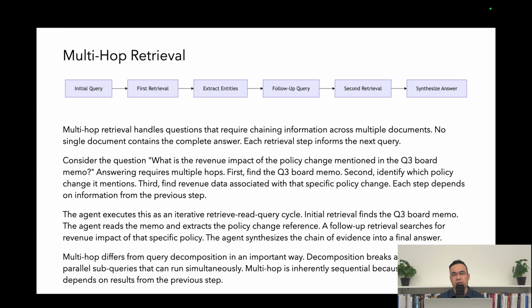Multi-hop differs from query decomposition in an important way. Decomposition breaks a question into parallel subqueries that can run simultaneously. Multi-hop is inherently sequential because each query depends on the results from the previous step. Implementation requires the agent to maintain state across hops: what entities have been identified, what facts have been established, and what remains unknown. Latency accumulates across hops. Questions requiring 3 or 4 hops take proportionally longer. For latency-sensitive applications, limit the number of hops or provide progressive responses as each hop completes.